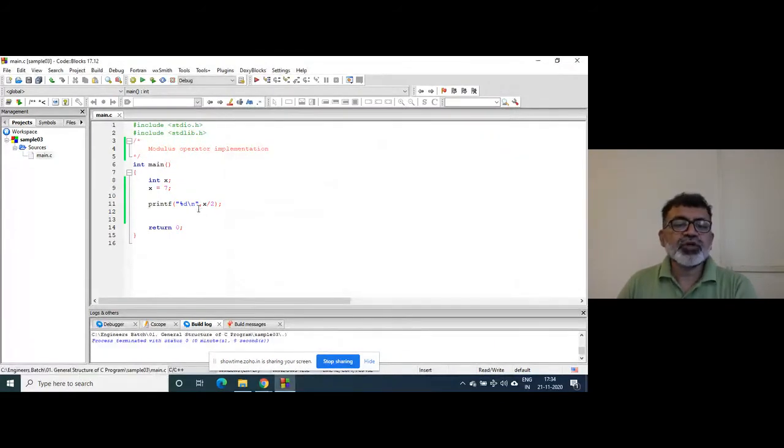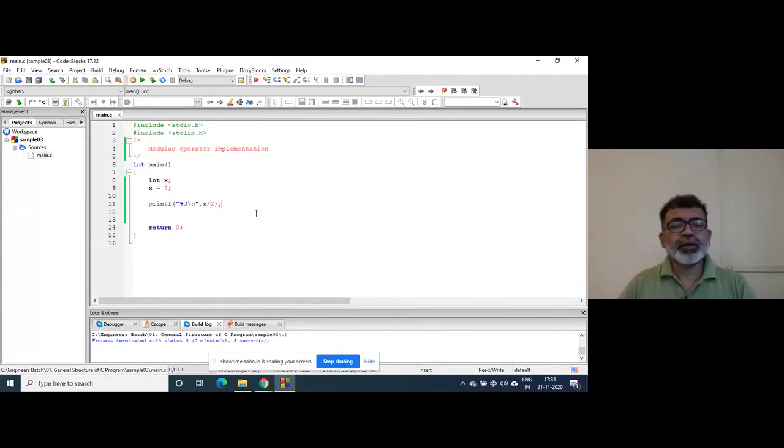Because this is an integer and this is an integer. So integer divided by integer, the result will be an integer. 7 is not divisible by 2, so 2 3s are 6. It will be output as 3, not 3 point something.